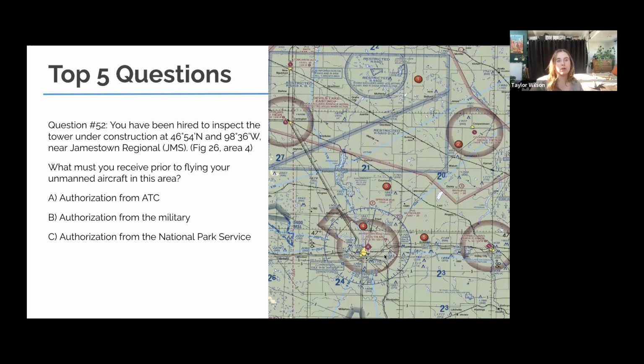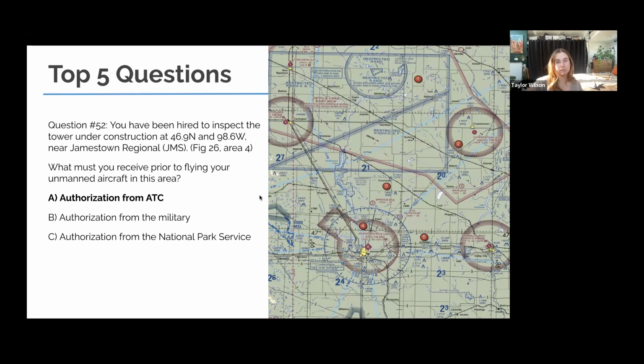Now it's asking what must we receive prior to flying our unmanned aircraft in this area. So now we need to be able to identify this airspace. So you see this dashed magenta line here. That indicates that we have Class Echo airspace starting at the surface. Now, Class Echo airspace is controlled, which means that we must receive authorization from ATC before we take flight in this specific area.